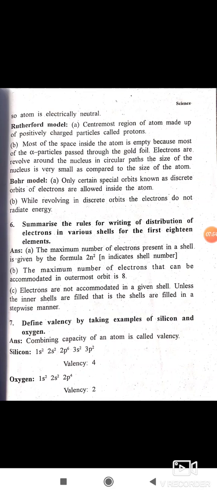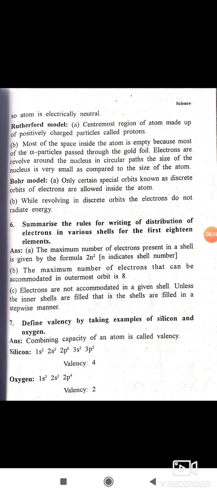So Rutherford model. Centermost region of atom made up of positively charged particles called protons. So most of the space inside the atom is empty because most of the alpha particles passed through the gold foil. So electrons are revolved around the nucleus in circular paths. The size of the nucleus is very small as compared to the size of the atom.